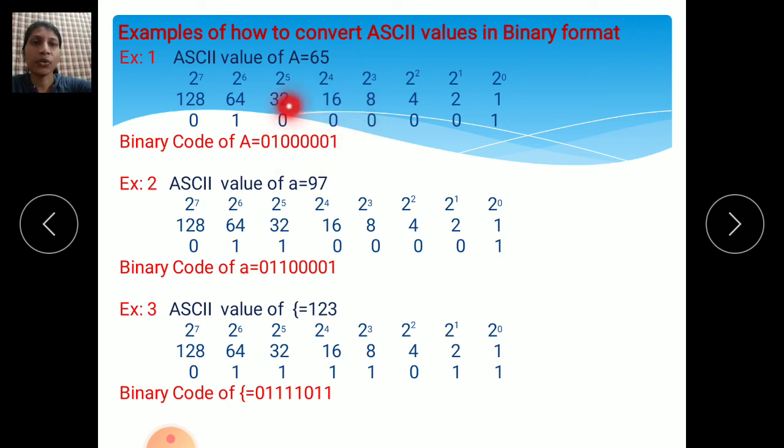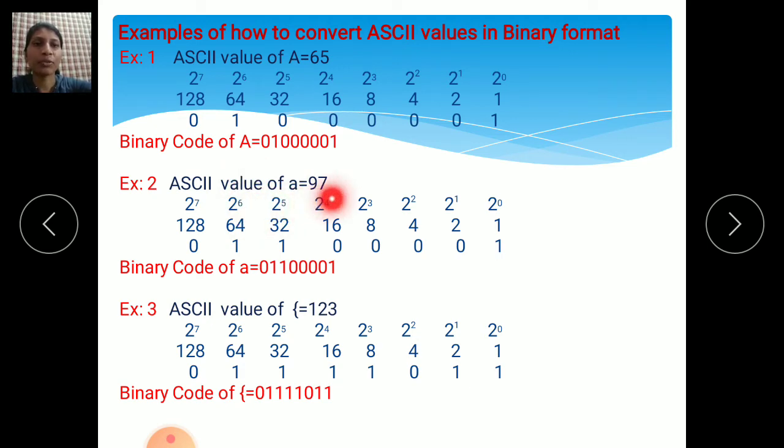So if you enter capital A from the keyboard, it is converted into binary digits like this. This is converted into this, so the computer can understand what the user has entered. So it's converted like this. This is the example.